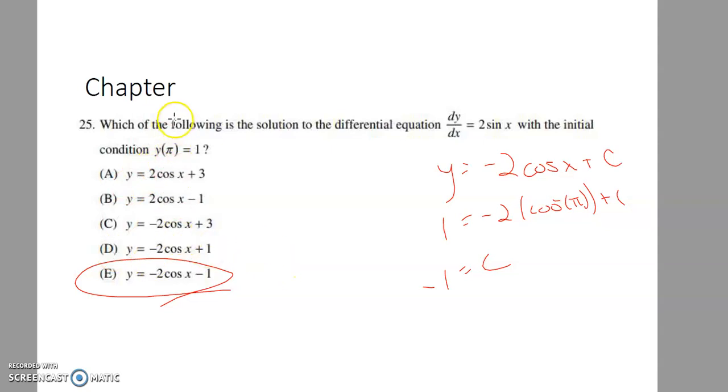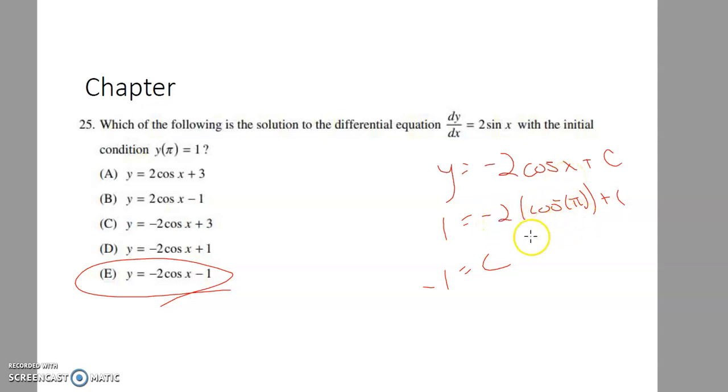I got E. I integrate this thing. I get negative because the derivative of cosine is negative, and this guy's positive, so I have to double negative it. I get negative cosine x plus a constant. And then I plug in pi for x to solve for my constant.